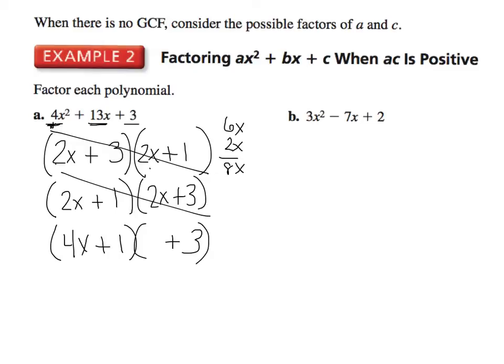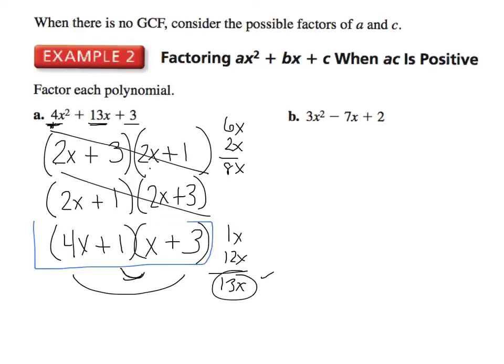I can pick 4x and 1x. So inside, outside. Inside gives me 1x. Outside gives me 12x. That does give me 13x. So my answer would be the binomials 4x plus 1 multiplied by x plus 3.